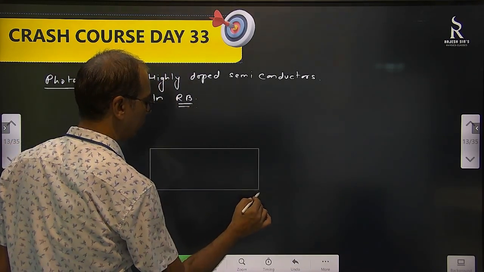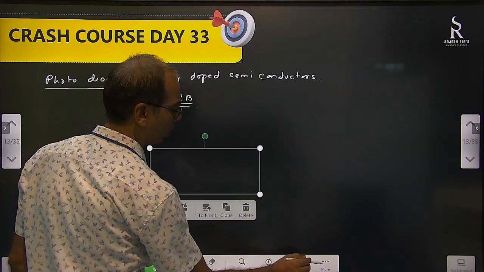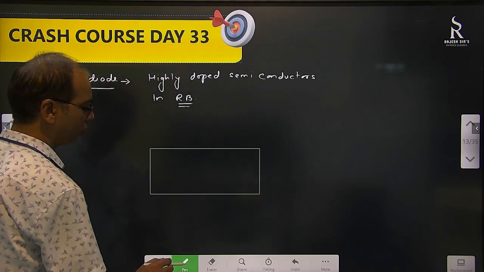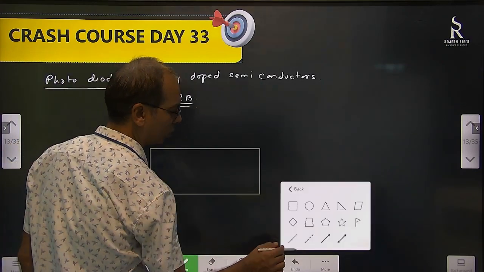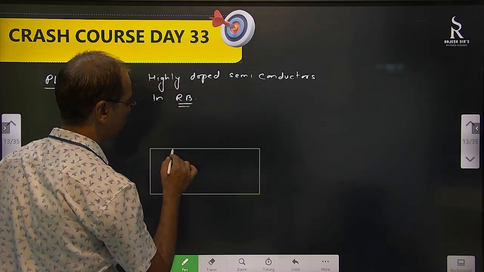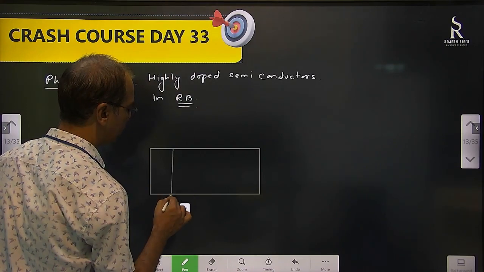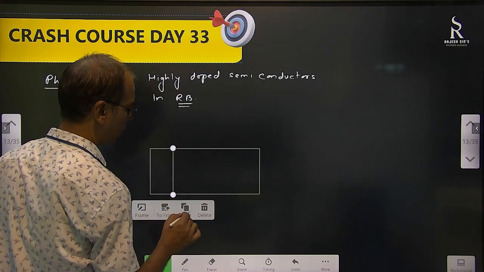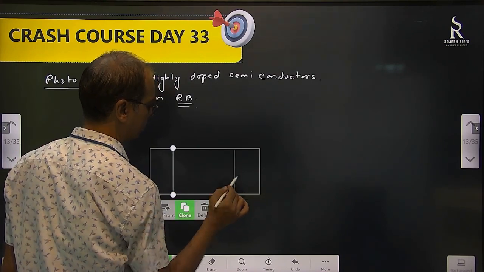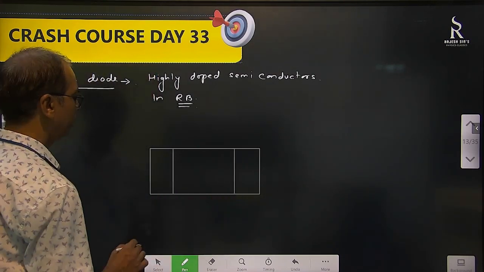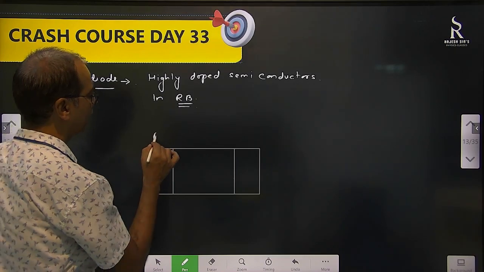Okay, and what we want in this one is photons to fall on it. Where do we want photons to fall? In the depletion layer. So suppose we are making the depletion layer big here. This is the depletion layer, a big one. And we have connected a reverse bias. So this is the P side and this is the N side.